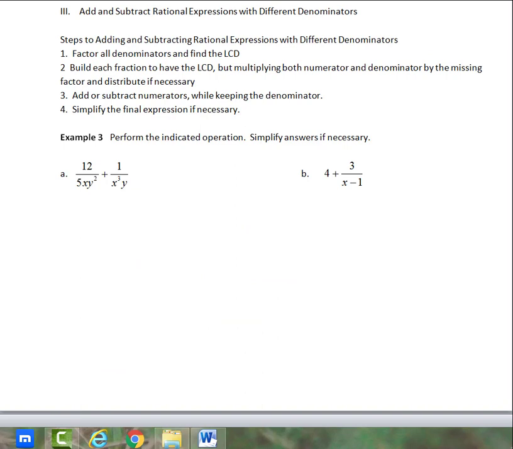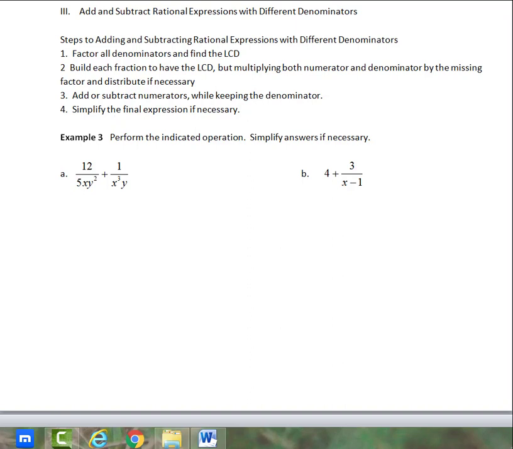Okay, in this section, we're going to be adding rational expressions that have different denominators. So our job is going to be to find the LCD and then to build each fraction so that it has the LCD. We'll add our numerators while keeping our denominators the same, and then we'll simplify our final answer.